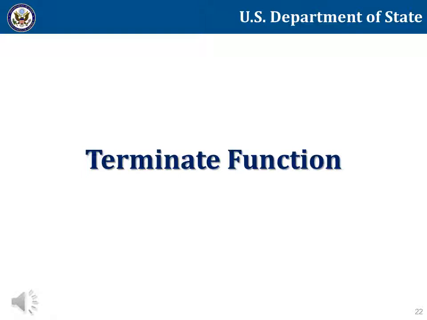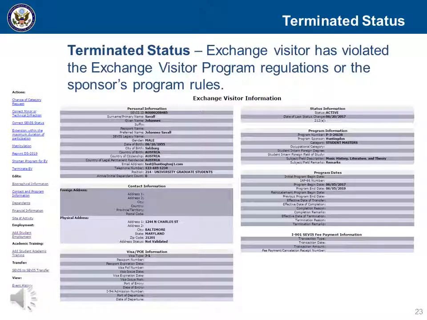Now we will discuss the terminate function. Terminated status indicates an exchange visitor has violated the exchange visitor program regulations or the sponsor's program rules. An exchange visitor can be terminated by using the Terminate EV link on the left-hand side of the exchange visitor information screen. The Terminate EV link will be available for any exchange visitor in active or inactive status.